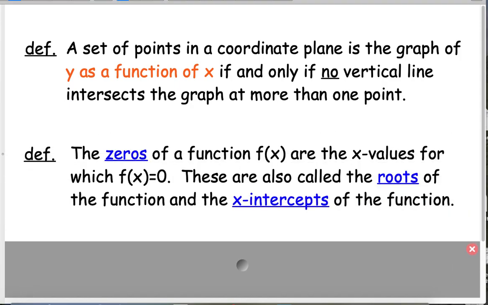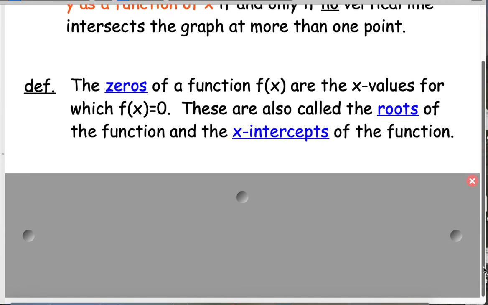Some terminology here: the zeros of a function are the x values for which f of x equals 0. These are also called the roots of the function and the x-intercepts of the function. So those three terms in blue that are underlined all refer to the same thing: the zeros, the roots, or the x-intercepts of a function. And so the y value is 0 for all those points.